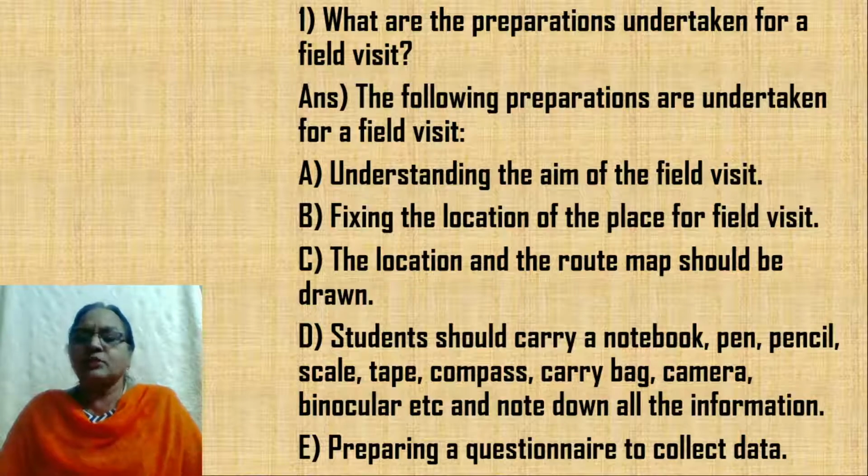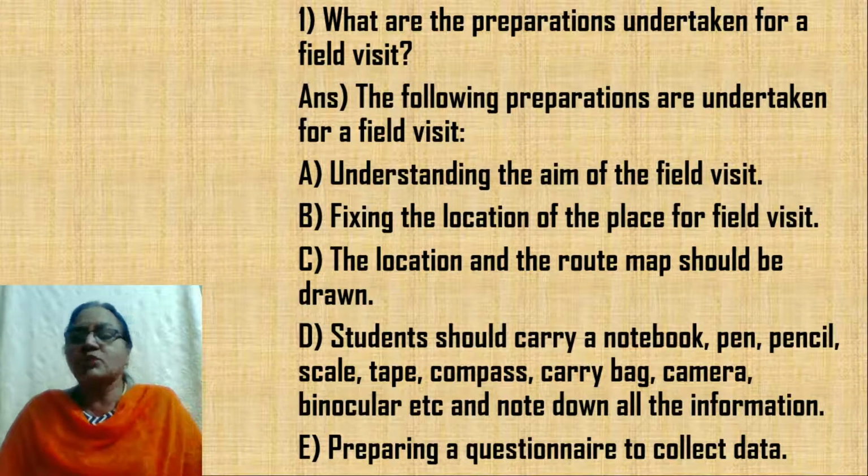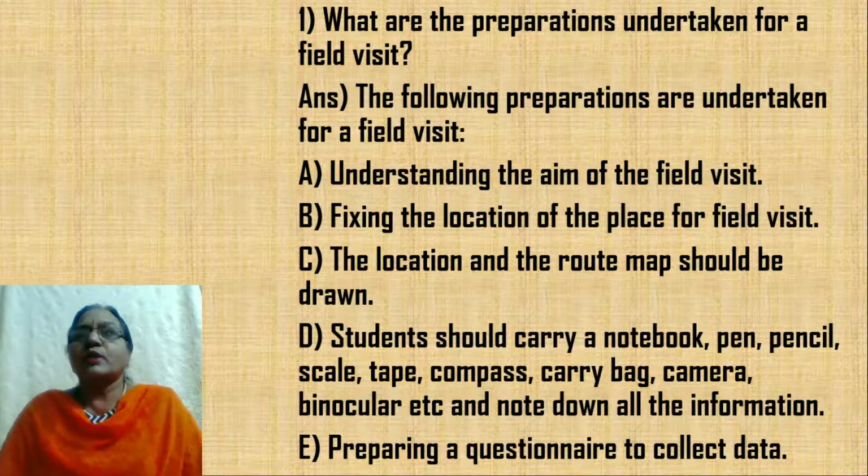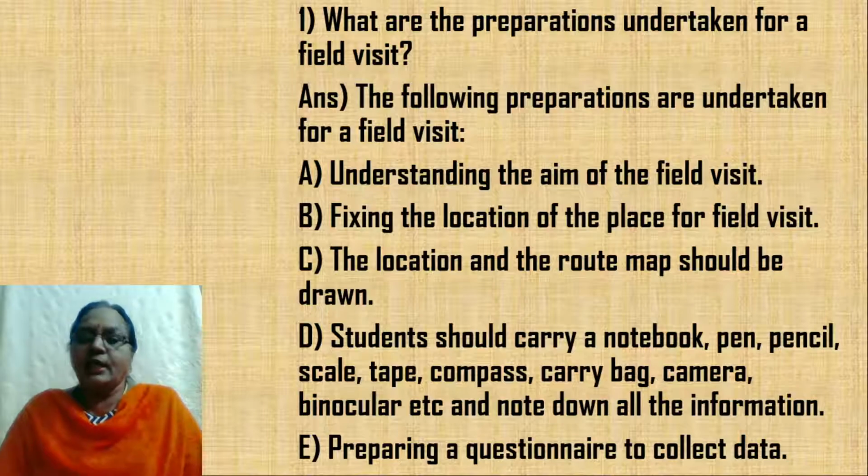The following preparations are undertaken for a field visit: understanding the aim of the field visit, fixing the location of the place for the field visit. So while you are going on a field visit, what are the preparations that you'll have to make? The first one is you'll have to understand what the aim of the field visit is. Then you'll have to locate the place you're going to. If you are going to visit a factory, that is the location of the place.